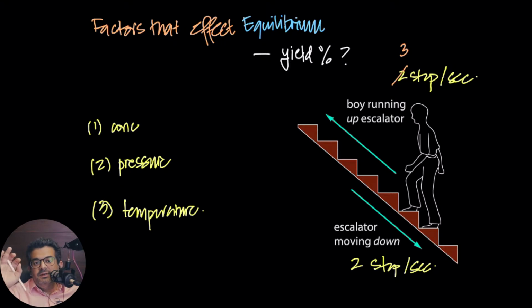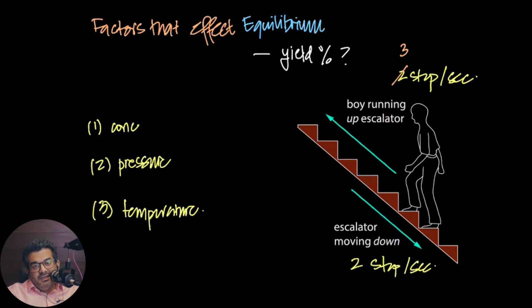But after that moment, the boy says, okay, I'm tired now, I'm going to go back to 2 steps a second. So after that, a gain of 1 step, he goes back into equilibrium. And that's generally what happens most times when you change one of these factors. One of these factors, and sometimes both, can affect the rate of both the forward and the backward.